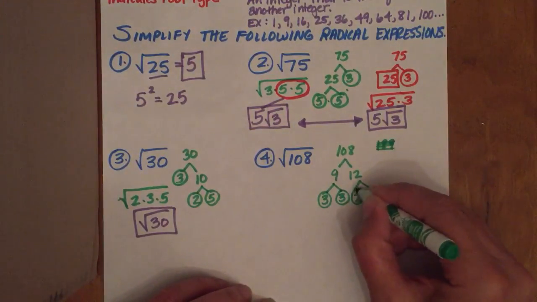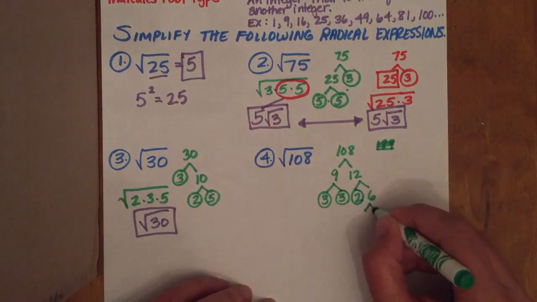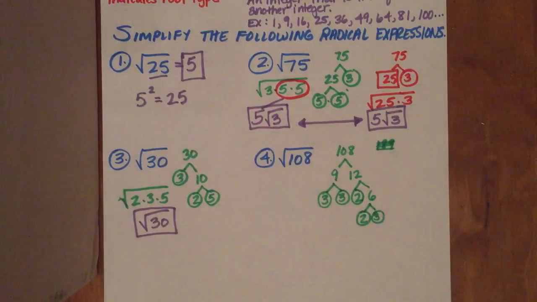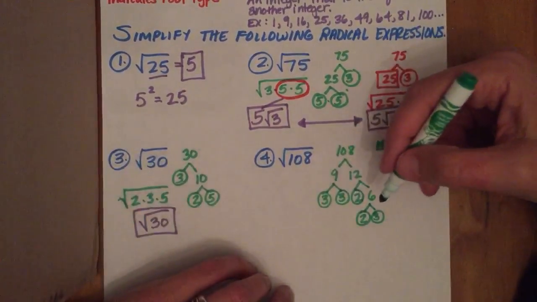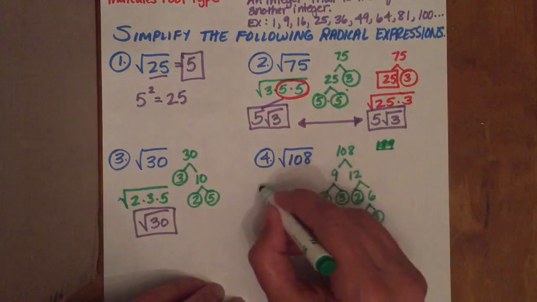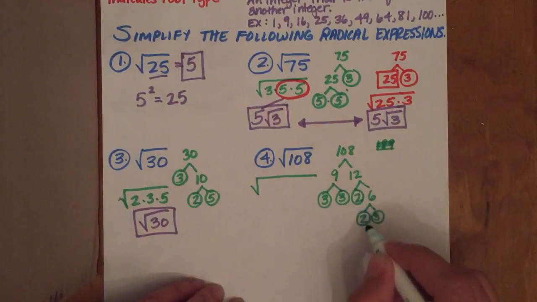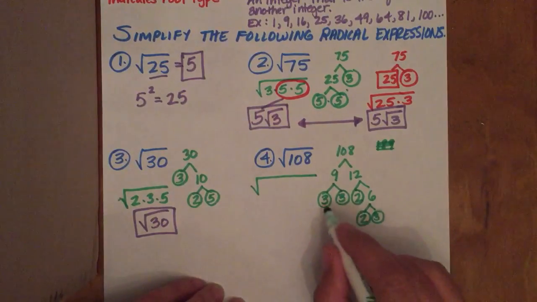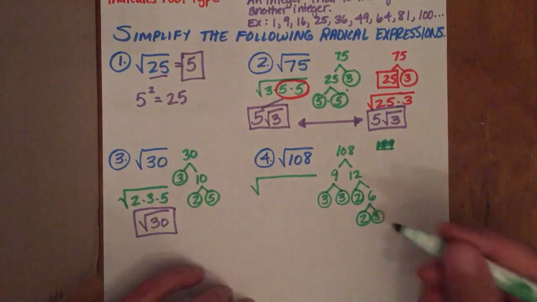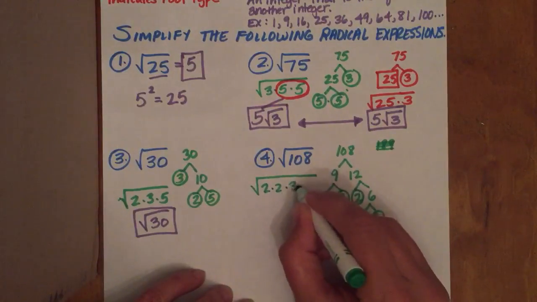The 2 is prime, but the 6 is not prime. So I've got to continue on, and the 6 is 2 times 3. So now I've completed the prime factorization. There's nowhere else to go. All of these factors are prime. So I'm going to rewrite the square root of 108, and again, go in numerical order so that you can see your pairs. If you try to go randomly, it's harder to spot the pairs, especially when you have a lot of factors. So I have 2 2s and 3 3s.